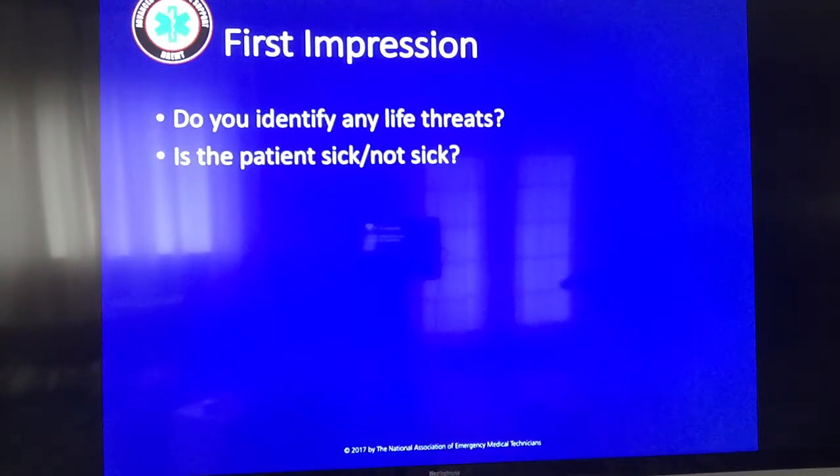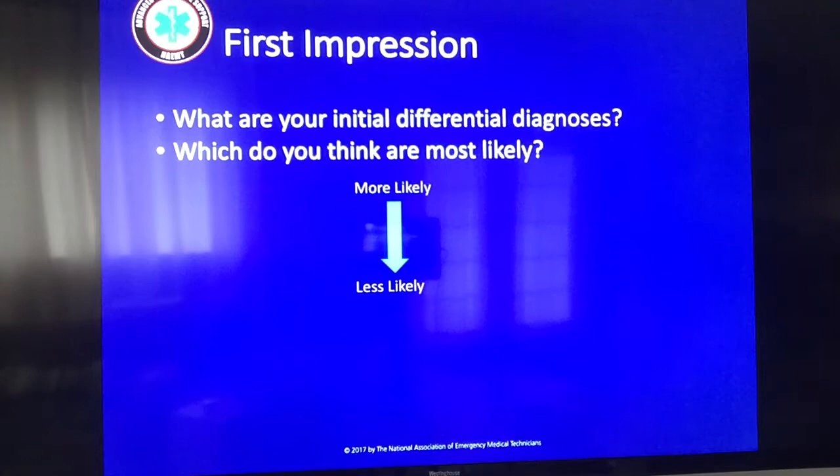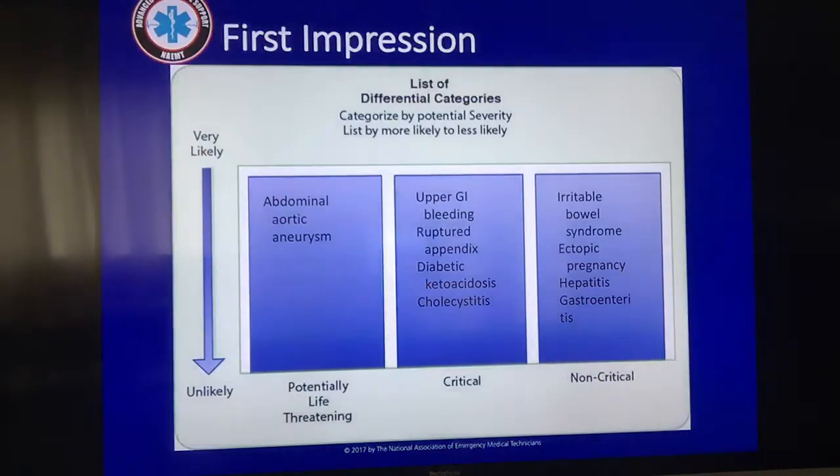Now, what is our differential diagnosis? What could it likely be? Again, we were throwing out a lot. It could be just a stomach kind of virus, morning sickness. It could be cholecystitis, an ulcer, if there's blood in there, appendicitis. It could be a bunch of different things. Some would, if it's aneurysm, be most life-threatening as we move on down.